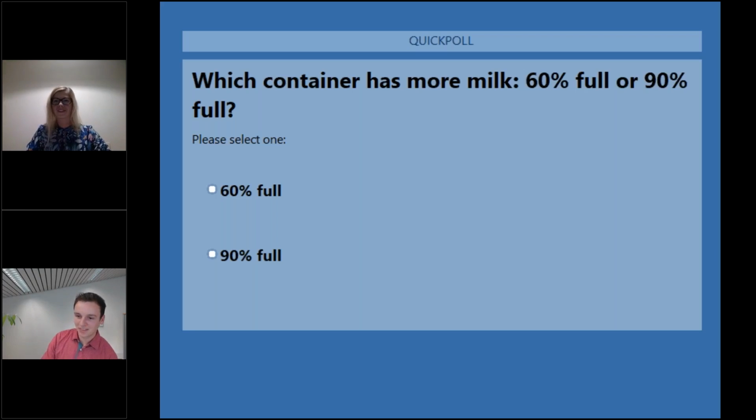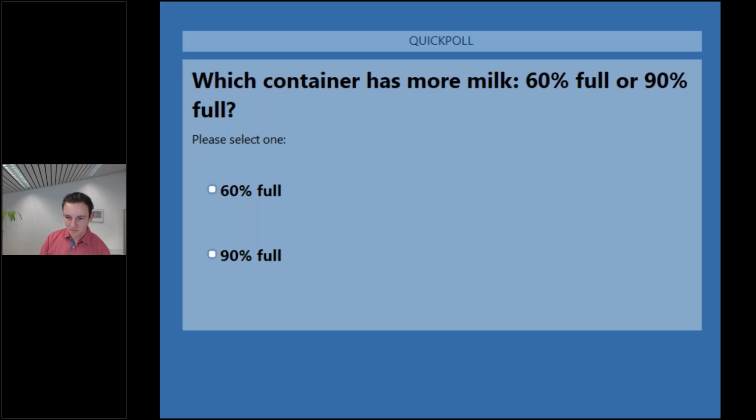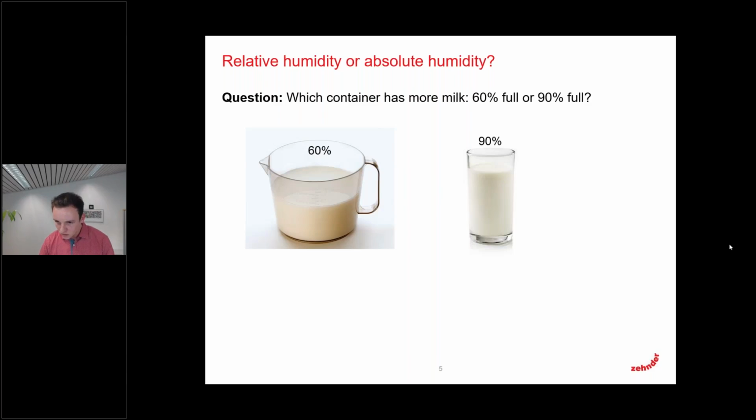Yeah, sure. Thank you, Piret, for the introduction. Now I'm taking over, and I can see that a lot of you took part in this poll, and the results are quite clear. 80% say the 60% full container has more milk in it, and 20% say the 90% full one has more milk in it.